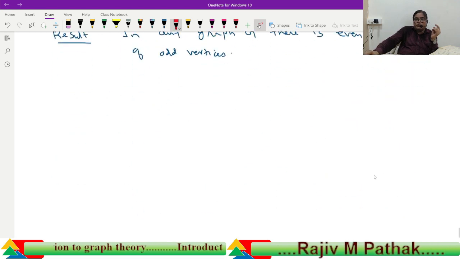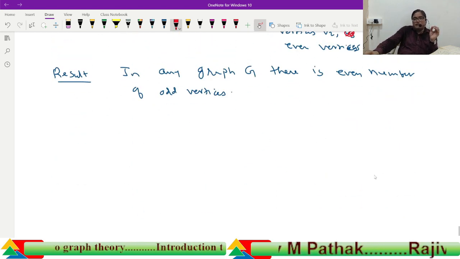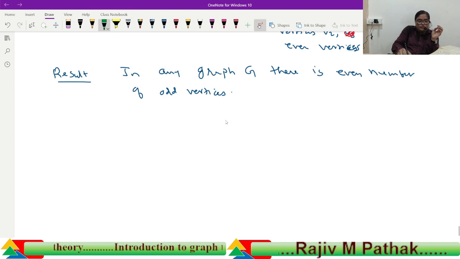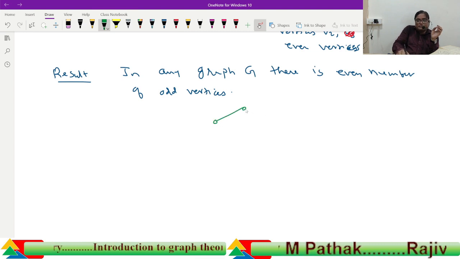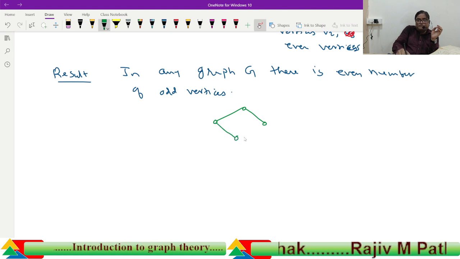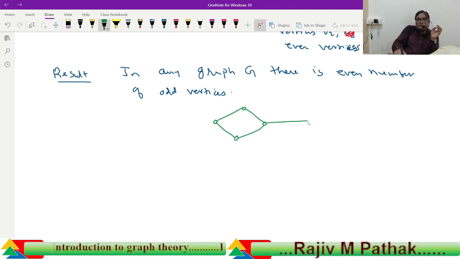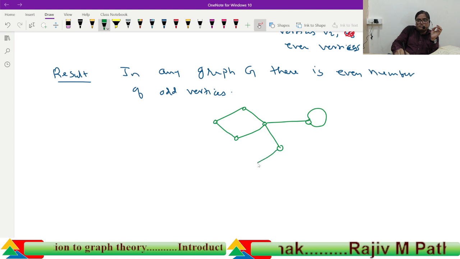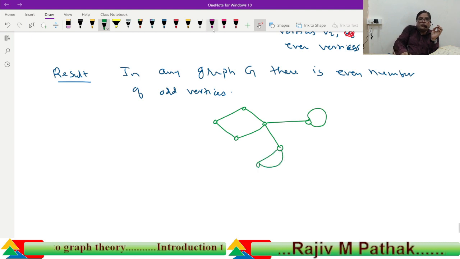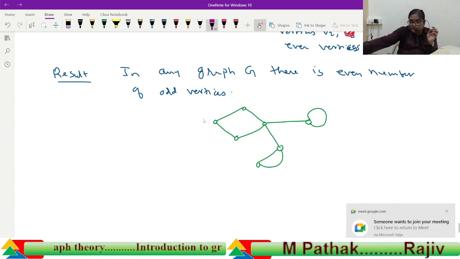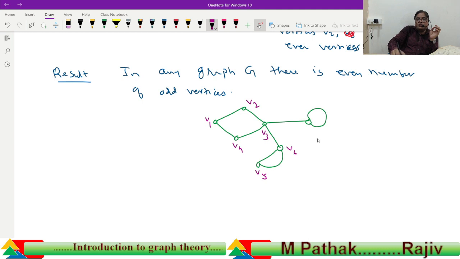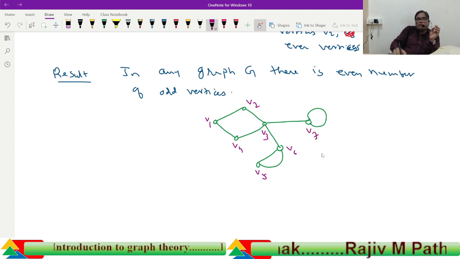Let's see one more example. Just remember this result: in any graph G, there is an even number of odd vertices. So I'm going to draw one more graph. Let us say this is V1, this is V2, this is V3, this is V4, V5, V6, V7. Now let us compute the degrees.